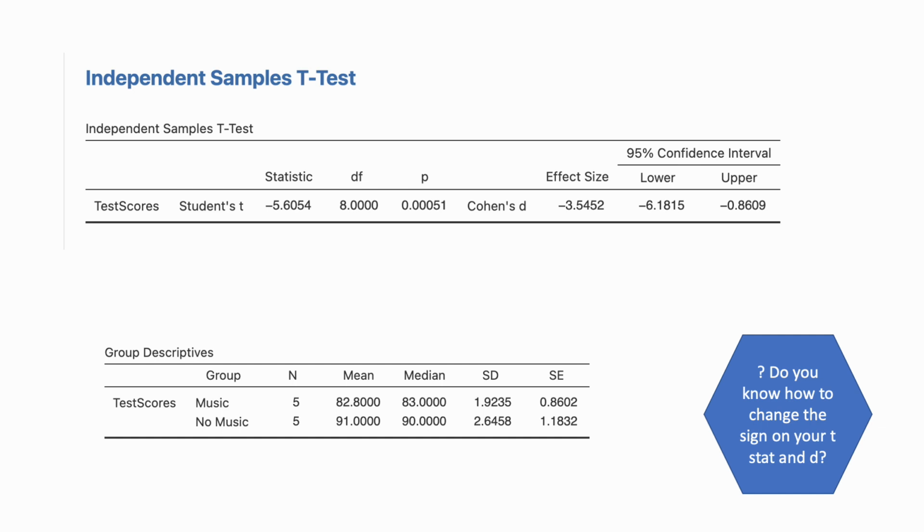The standard deviation in the music condition tells us that on average scores differ from that mean of 82.8 by 1.92 units. On average scores differ from the mean by 1.92 units. In the no music studying condition, they differ by 2.65 units on average.